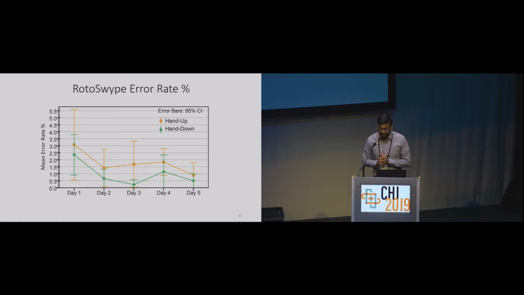Here are the error rates. So the graph shows the error rate percentage over the 5 days, which is a standard metric that essentially is the percentage of words that the participants got incorrect in the final transcribed phrase. So the error rate was about 3% on day 1, and it reduced to 0.5 to 1% by day 5.